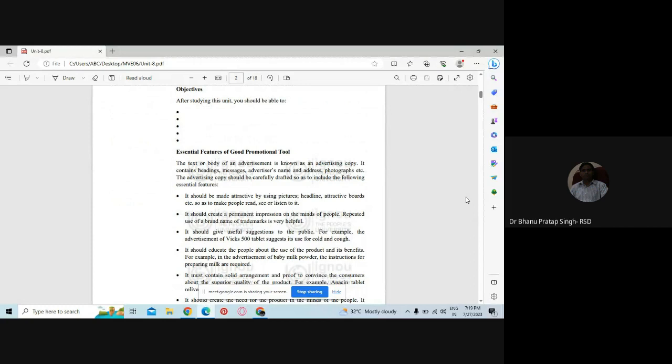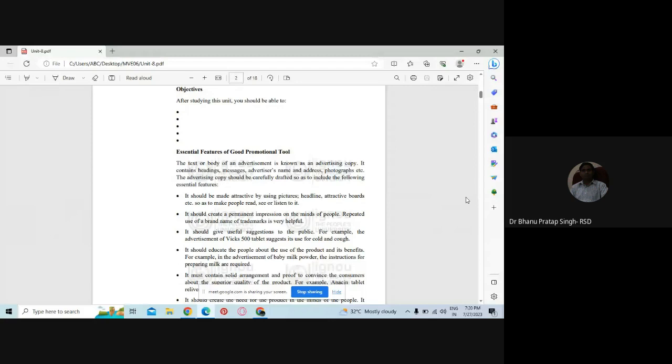There are some essential features of good promotional tools. If the photograph, message, advertising name, address, all are very clear. So the advertising copy should be carefully drafted and these essential features should be taken care of.